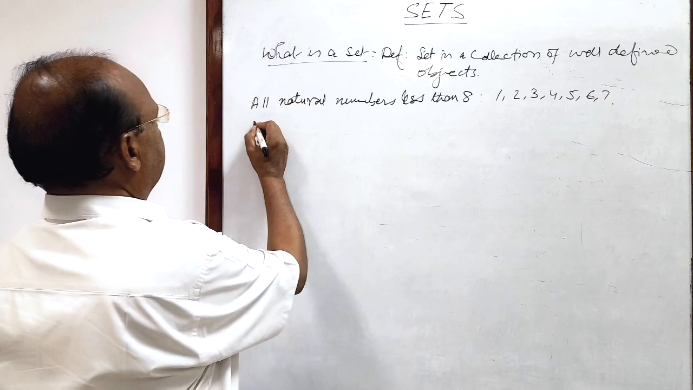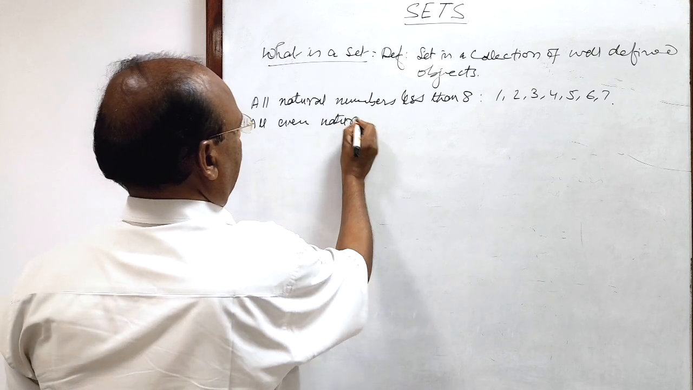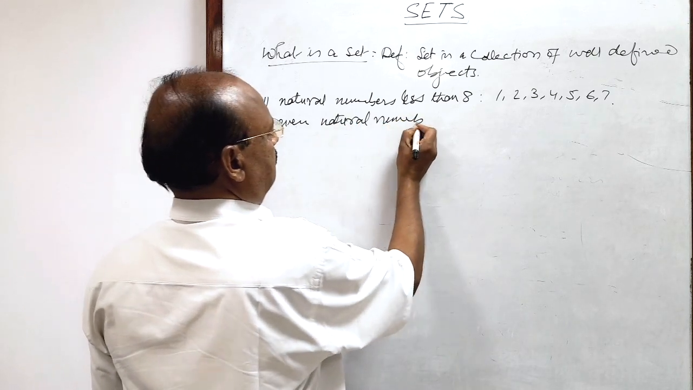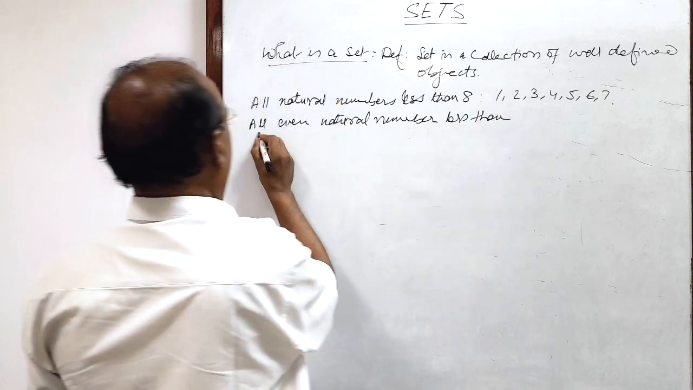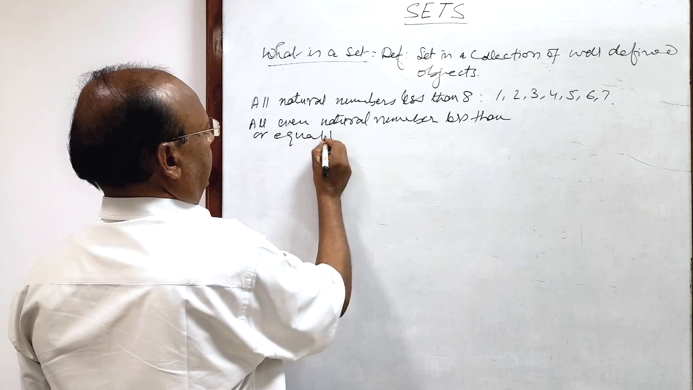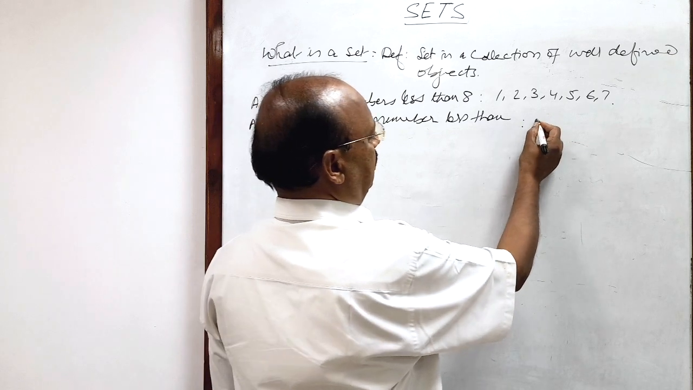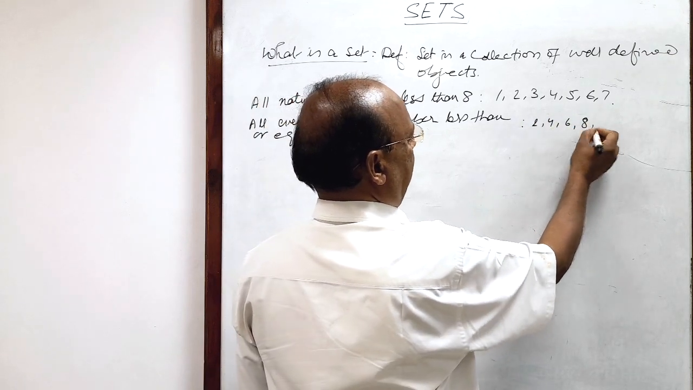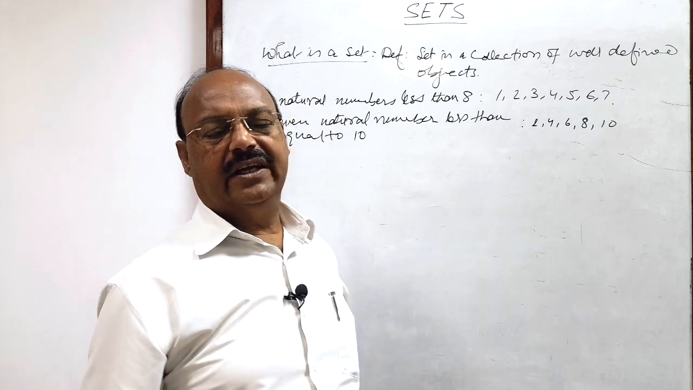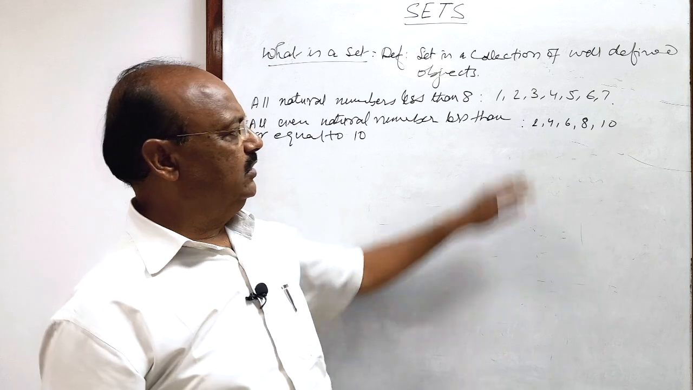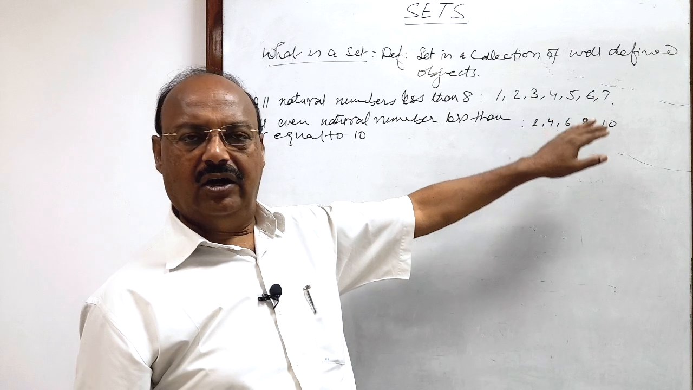Secondly, suppose you write all even natural numbers less than or equal to 10. Then here the numbers will be 2, 4, 6, 8, 10. These are all even natural numbers less than or equal to 10. So this is also a collection of well-defined elements, a collection of well-defined objects.